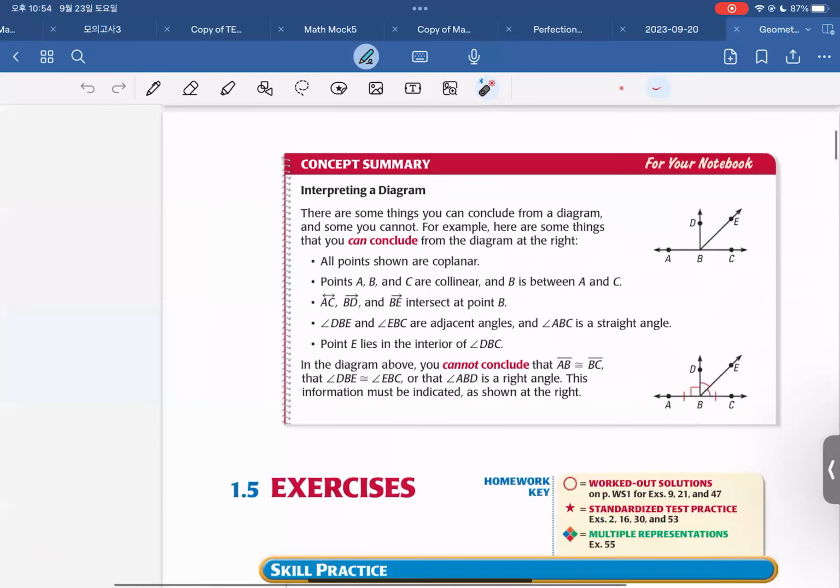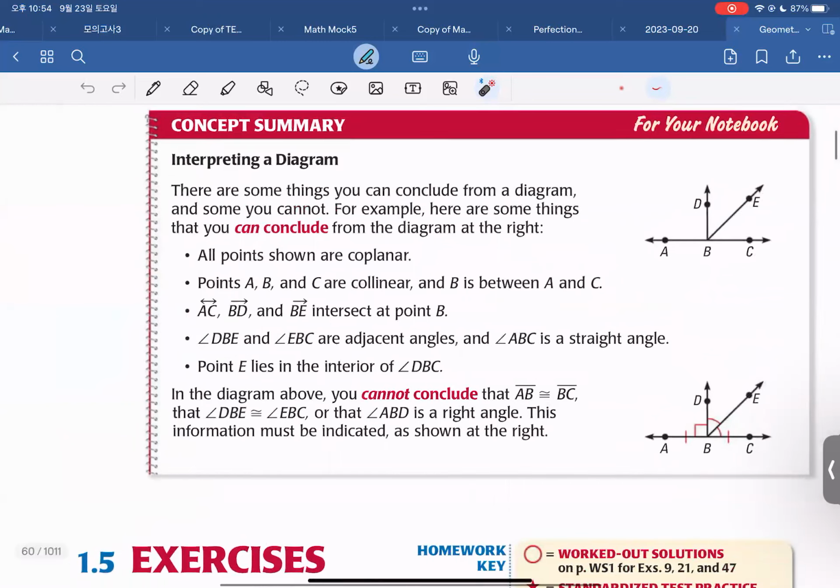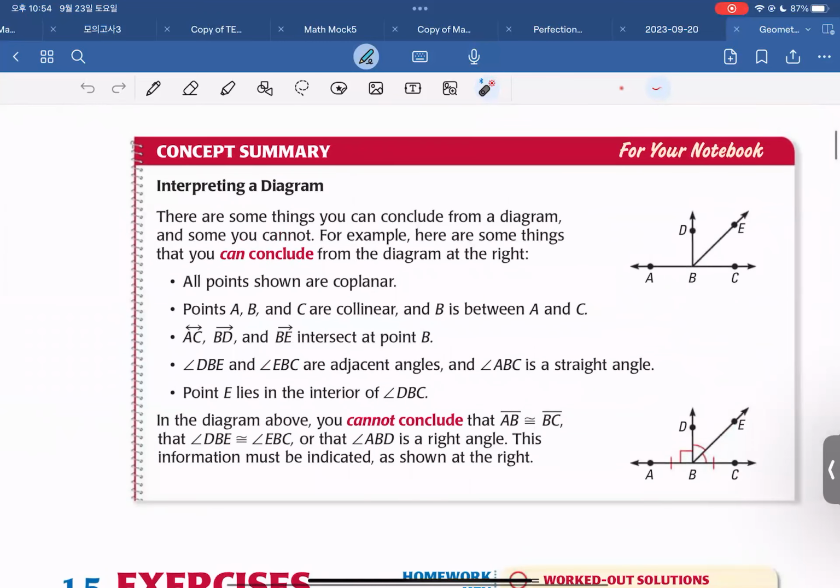So here's a clear summary of what I just told you. Let's quickly look at this. There are some things you can tell from looking at this. We can see that all points here are on the same plane, or coplanar, as we learned in the previous sections. We can also know that A, B, C are collinear because they're on the same line. Same with D, B and B, E. And we can also see that AC, BD and BE intersect at the point B.